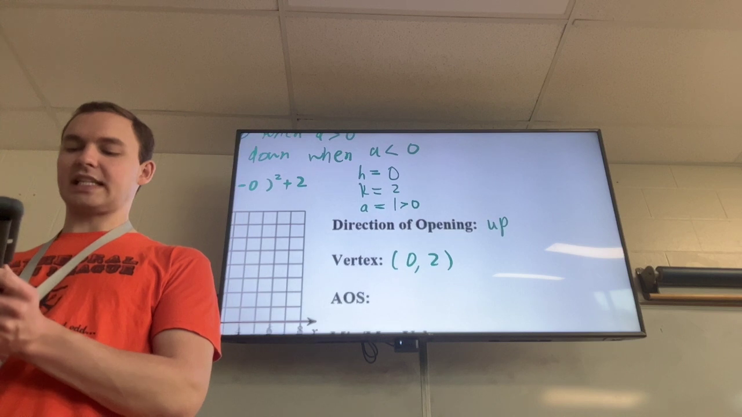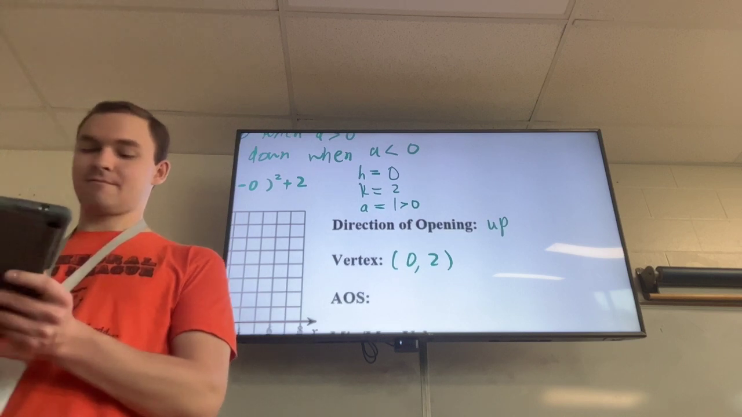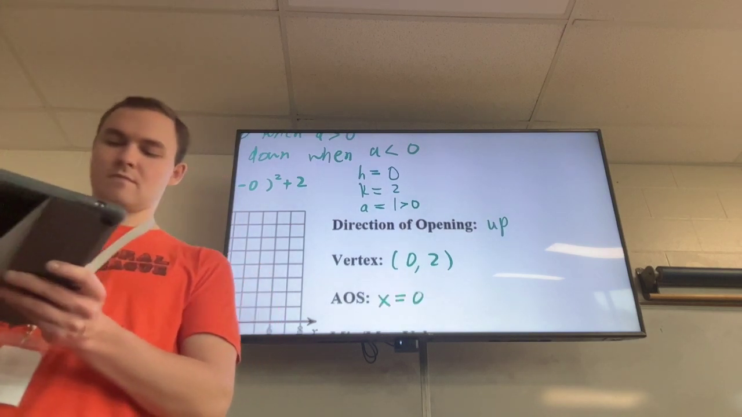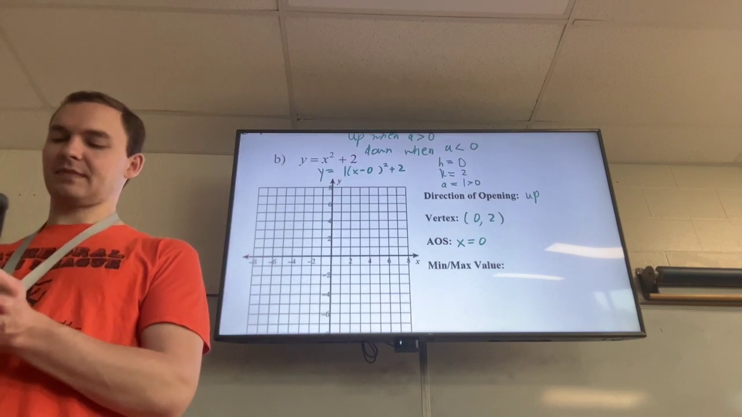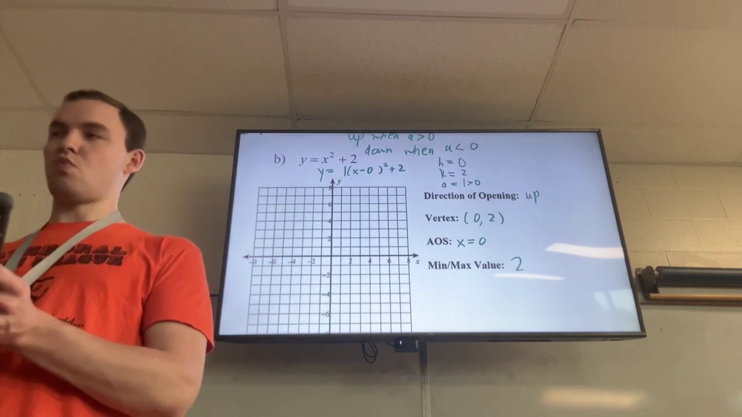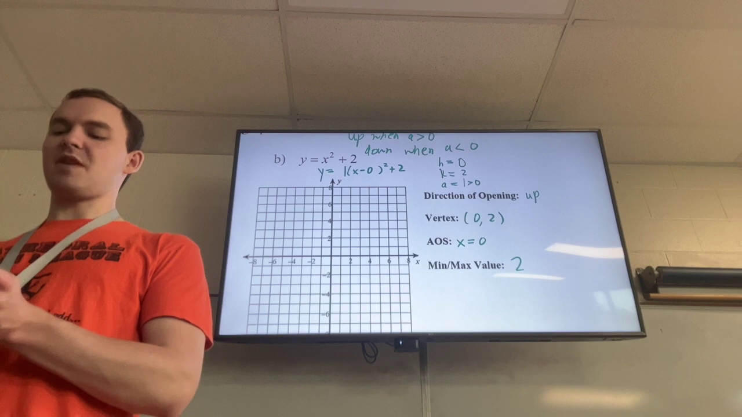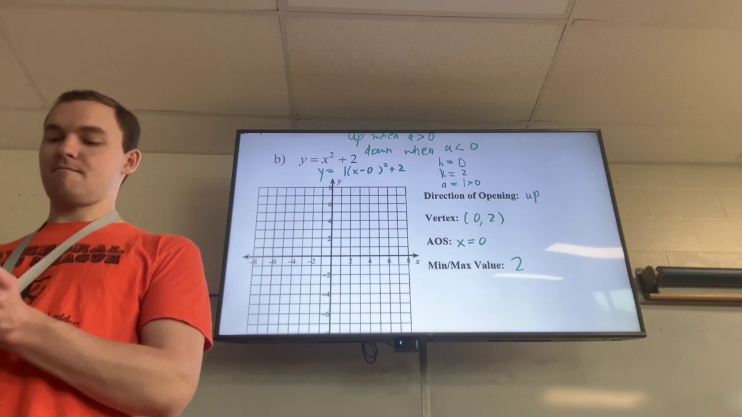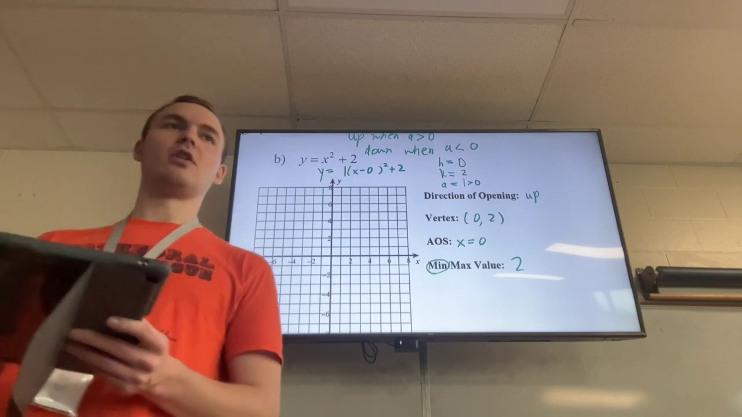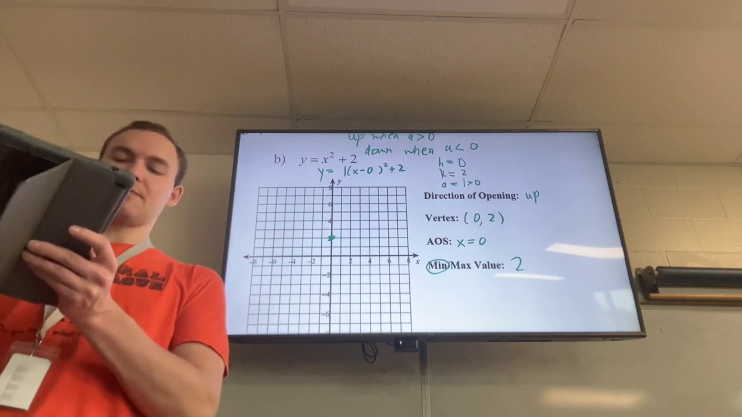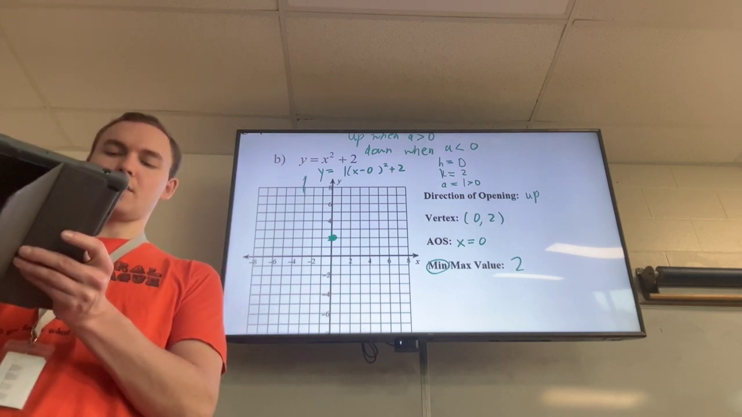What's my AOS? What's my minimum value? 2. Is that going to be a min or a max here? Min. Okay. So I'm going to plot my vertex point, (0, 2). I'm going to draw a horseshoe facing up.